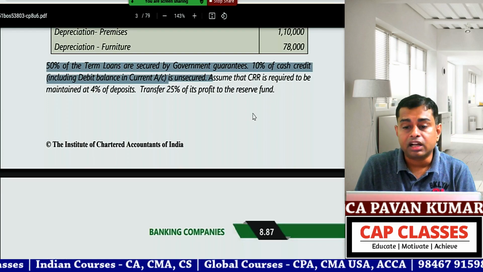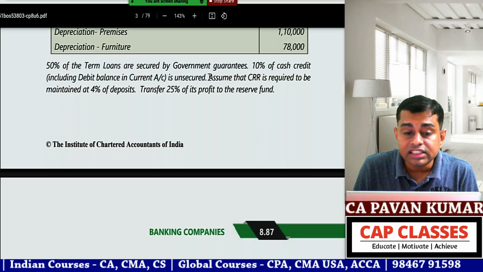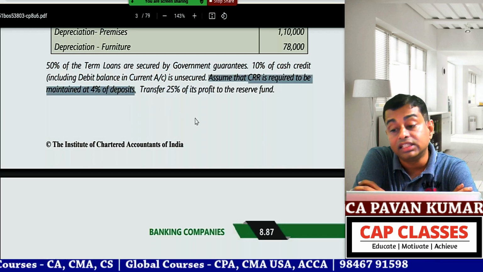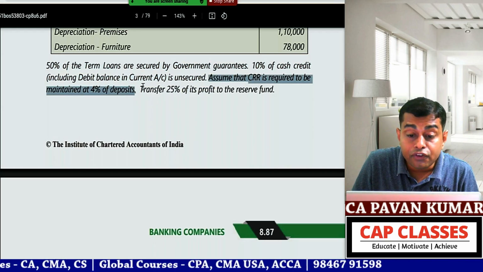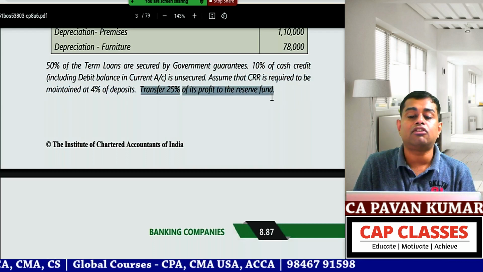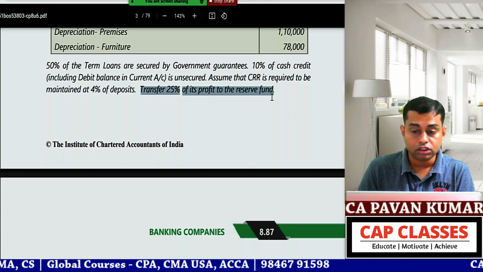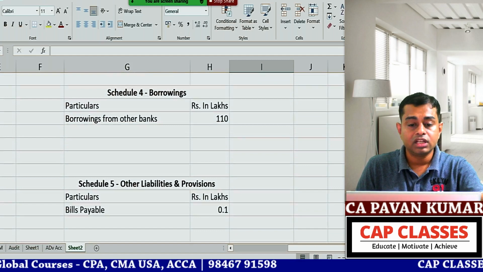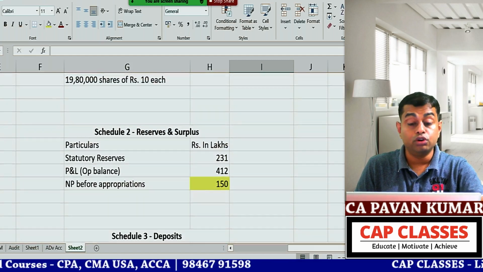Next, put a star mark. Assume that CRR is required to be maintained at 4% of deposits. This is one working note. Transfer 25% of profits to reserve fund. This is another working note. So here we'll show, first we'll go to reserves. Second working note, second schedule.